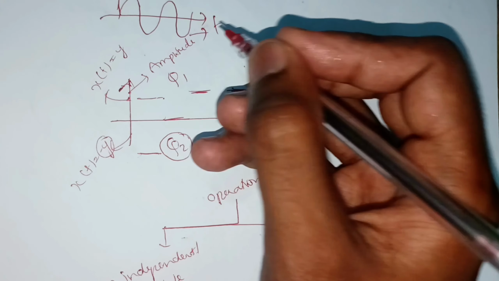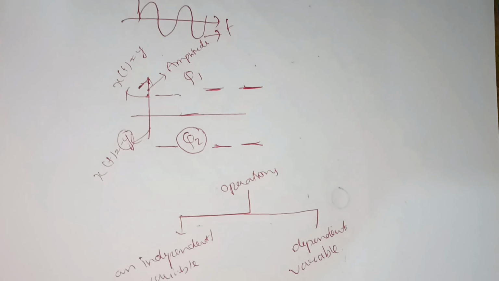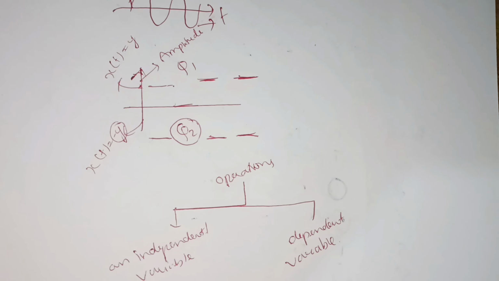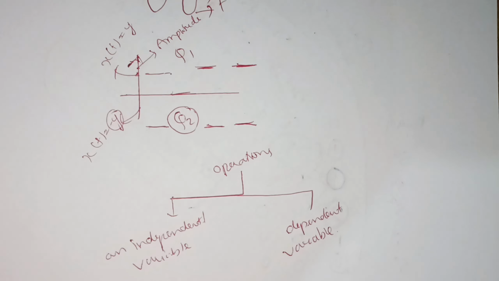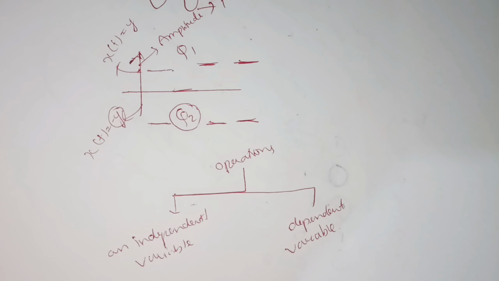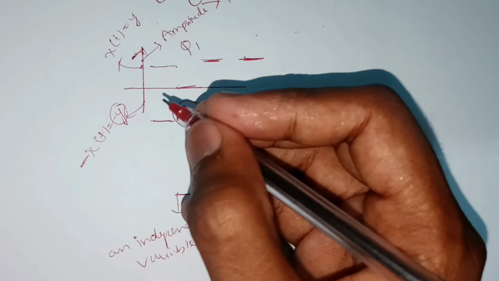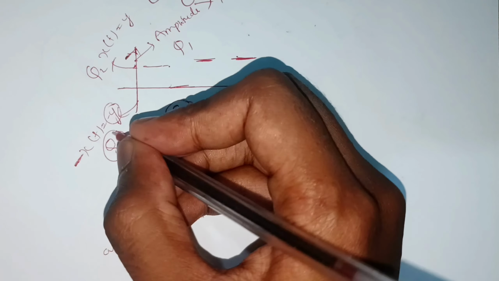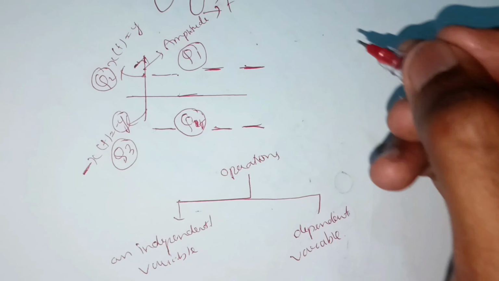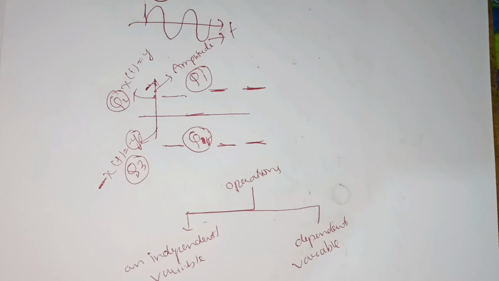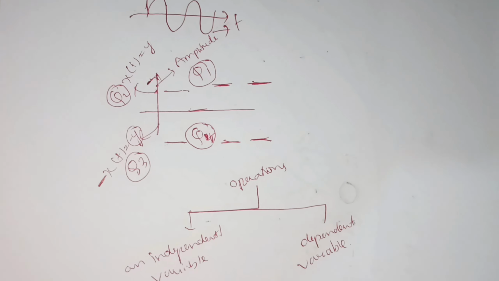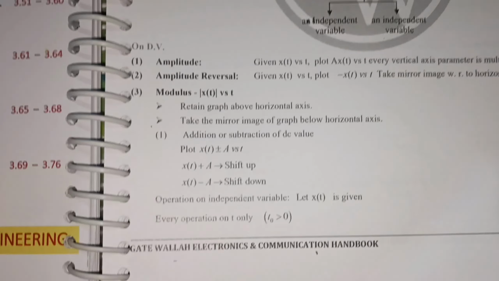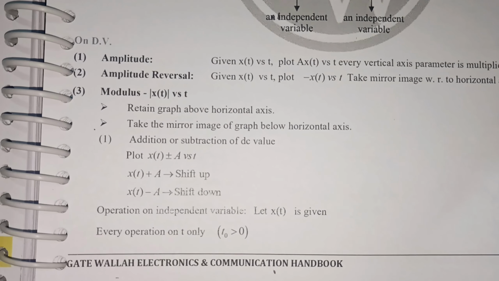So here in the y-axis it's the amplitude. Amplitude reversal means the amplitude is having a negative sign. So it's the mirror image of x of t equal to y in x of t equal to minus y in the q4 here. This is q1, this is q2, this is q3, this is q4. You all know this from the intermediate studies. Next we're going to understand the modulus.